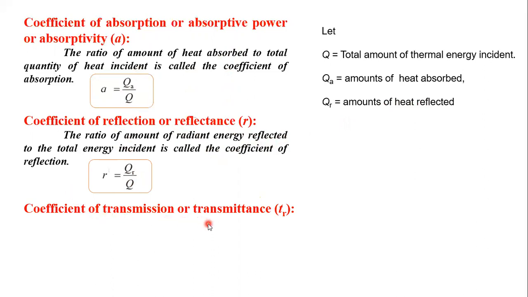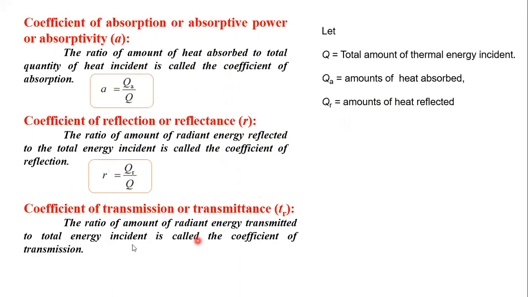Coefficient of transmission. The ratio of the amount of radiant energy transmitted, again reflected word replaced by transmitted, to the total energy incident is called the coefficient of transmission. Formula is the same, QT by Q. It is represented by TR or T simply we can use.